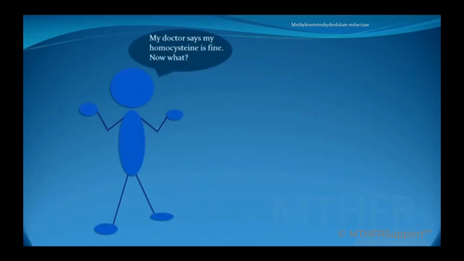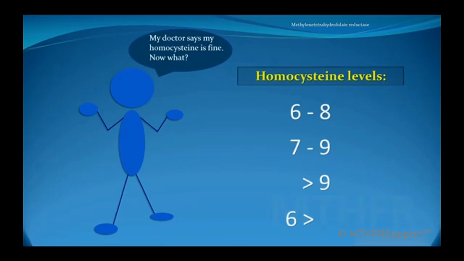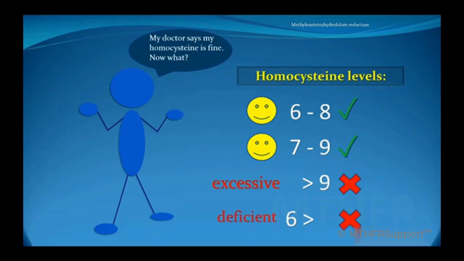My doctor says my homocysteine is fine, so I have nothing to worry about. Is this true? What is your homocysteine? Many doctors and nutritionists that know methylation and MTHFR are saying that a homocysteine between 6 and 8 is good, and others are saying between a 7 and 9. If your homocysteine is over 9, there is a possibility that MTHFR is compromised, and if it is below a 6, MTHFR may also be compromised.